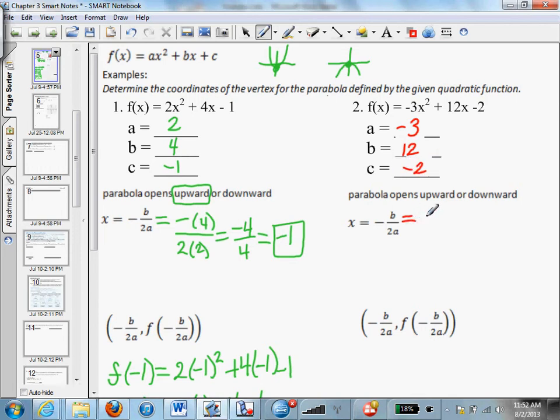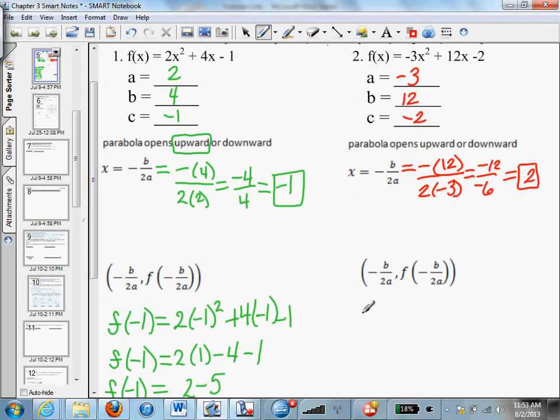Now plugging into our x equals negative b over 2a, let's plug 12 in for b, over 2 times negative 3, which is a. So we have negative 12 over 2 times negative 3 is negative 6. So negative 12 over negative 6 is just going to yield a positive 2.